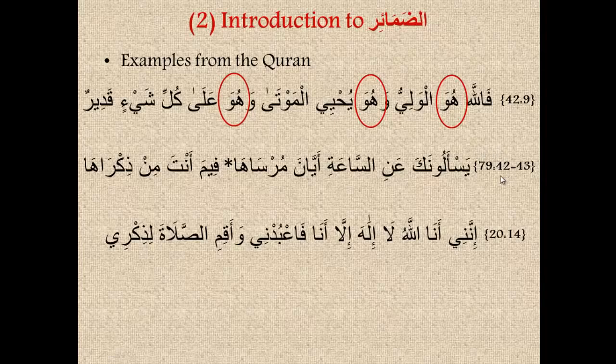Example number 2, verses 42 and 49 from Surah An-Nazi'at, Surah number 79. يَسْأَلُونَكَ عَنِ السَّاعَةِ أَيَّانَ مُرْسَاهَا فِيمَ أَنْتَ مِنْ ذِكْرَاهَا. The pronoun here is anta. This is actually referring to An-Nabi sallallahu alayhi wa sallam.